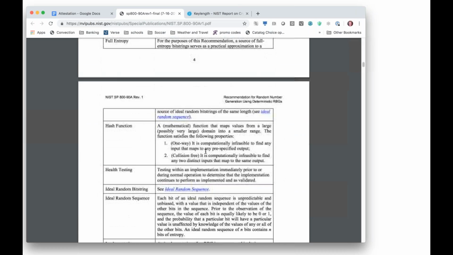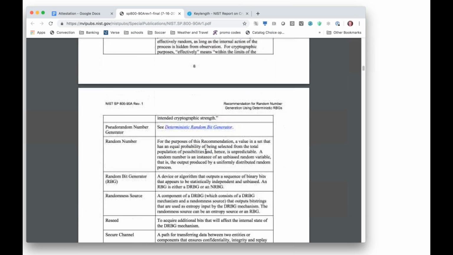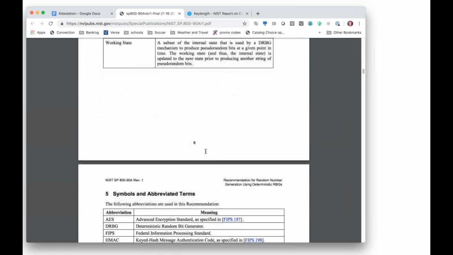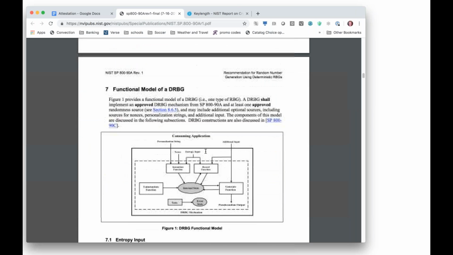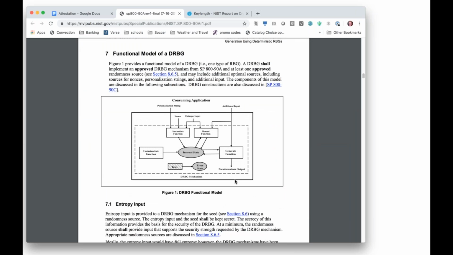We've got all the terms. We don't need to go through terms. Sorry, there's a lot of front matter here. All right, so this is a good starting place. This is very much a tutorial. This part of the document is a tutorial on all of the components that go into the deterministic random bit generator.